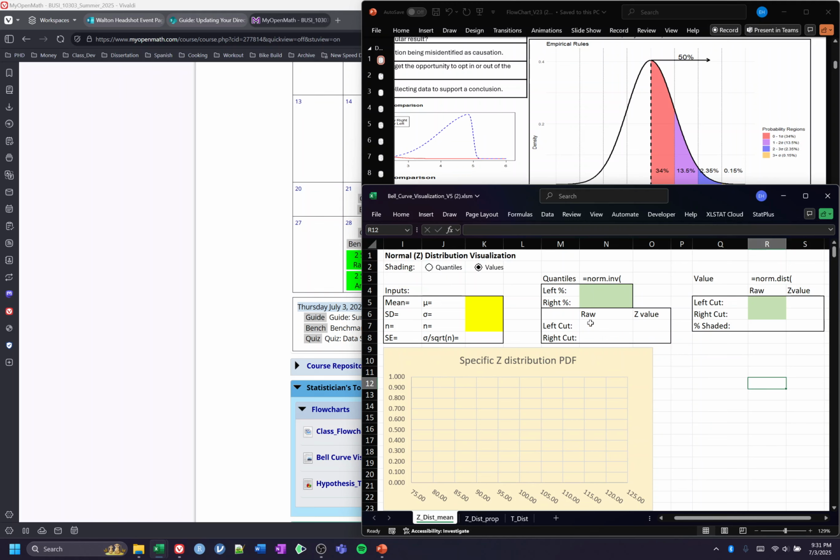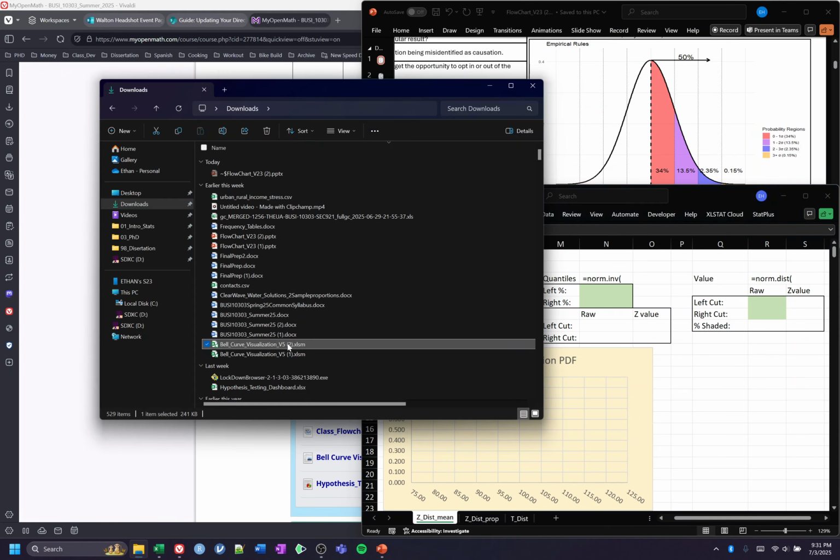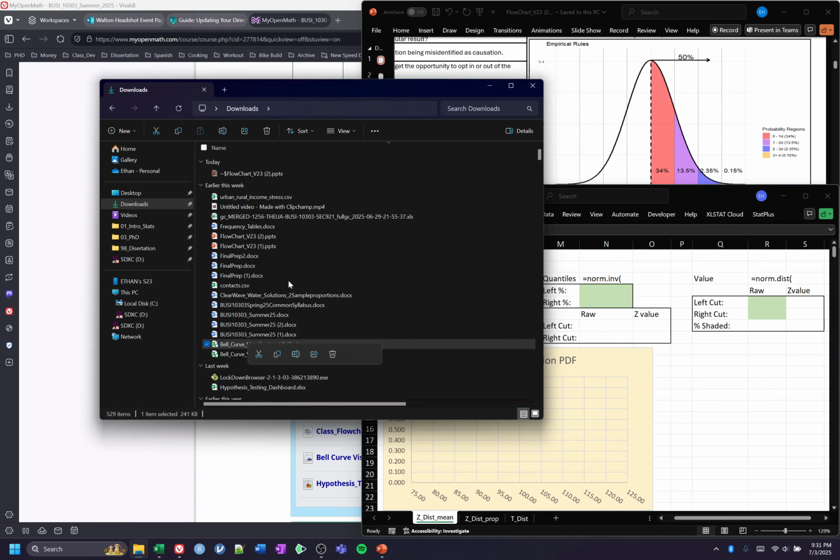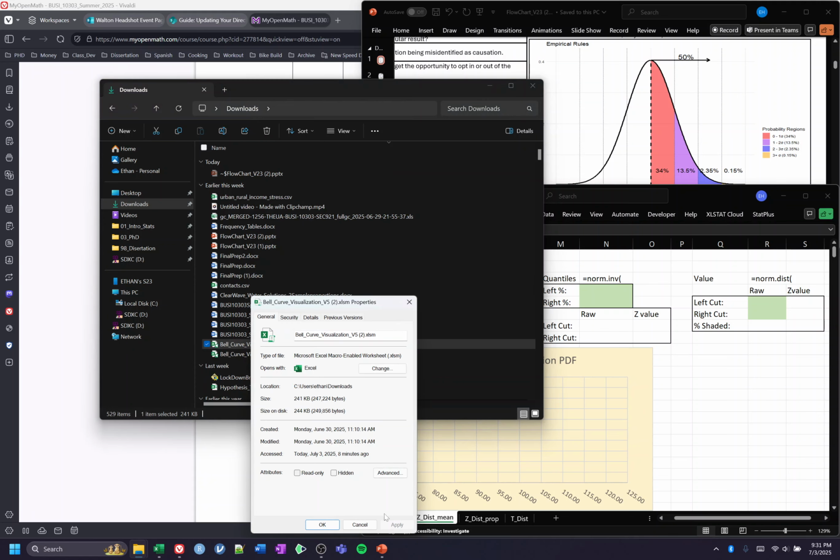Now, one thing I will say is that when you download the bell curve visualization, if you have a PC, because it has macros in it, you'll need to open up your downloads, do a two-finger click on the bell curve visualization, go to the properties, and when it opens up, make sure you look down at this attribute. Sometimes you'll see that it's blocked, and you'll need to click unblock, apply, and OK.